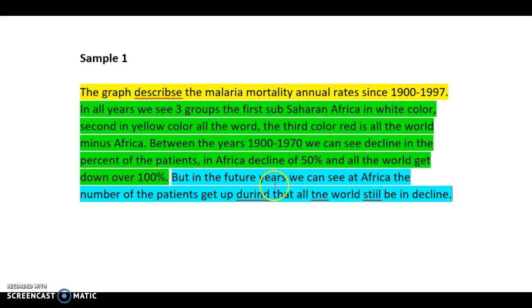So even though there are many grammatical errors here, we can see that this is very clearly organized and identifies what we call the trend. That while everywhere else in the world is going down, in Africa it's going up. Let's take a look at another one and see if we can find its organization.